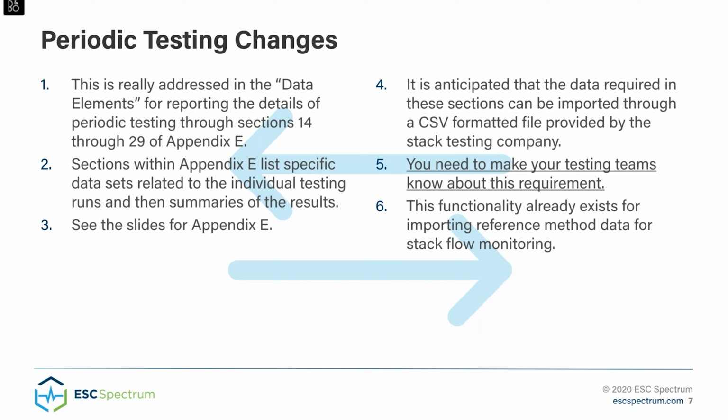But I also want to point out that this reporting of reference method data that's collected by your stack testers, there's a whole lot of data that's going to be required to be reported. And you should be aware that it would be better, far better, if you could get a comma separated value formatted file from your stack testers and import it into StackVision. And that way you can insert it into the database electronically instead of having to hand enter all these data sets.